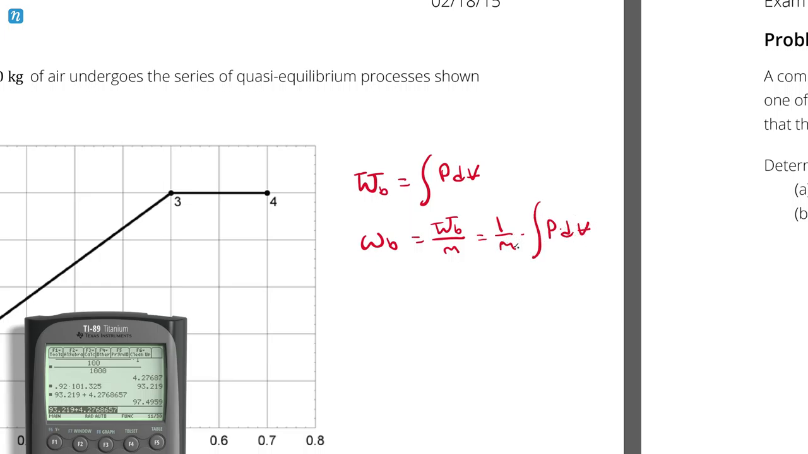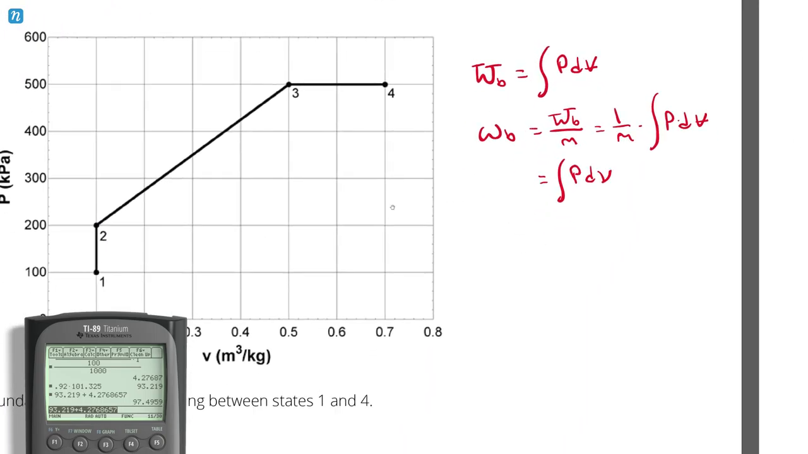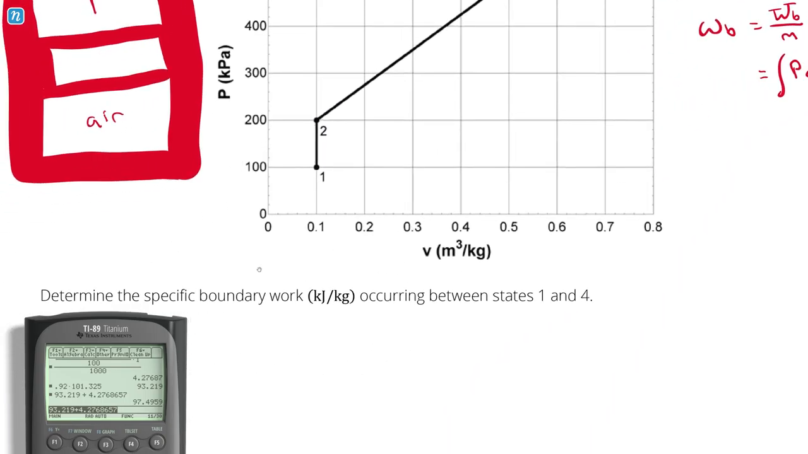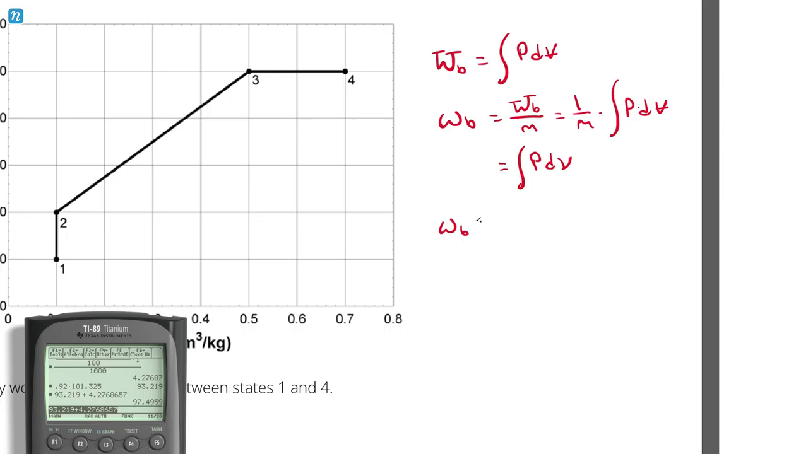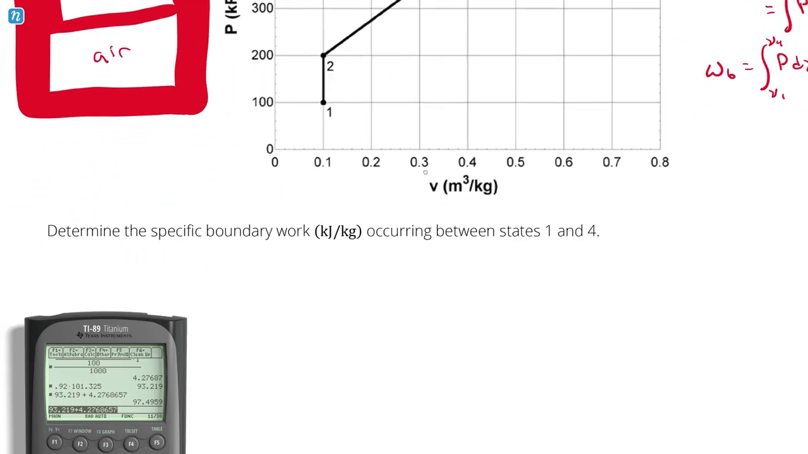which would be 1 over mass times the integral of pressure with respect to volume. And I could bring that mass inside the integral, and divide the differential of volume by mass and end up with the differential of specific volume. So I could have the integral of pressure with respect to specific volume. And what I'm looking for is the specific boundary work between states 1 and 4. So this would be the integral of pressure with respect to specific volume from specific volume 1 to specific volume 4. And I can make this a little bit easier by recognizing that I could break that integral apart.